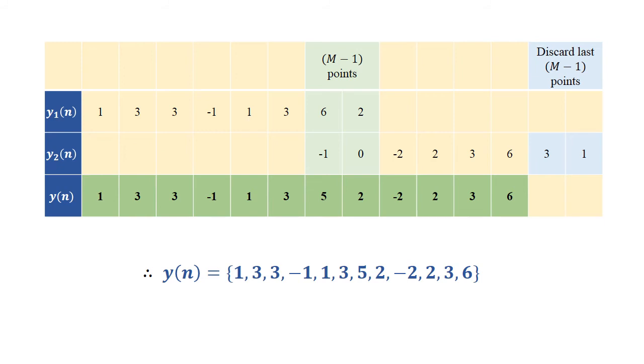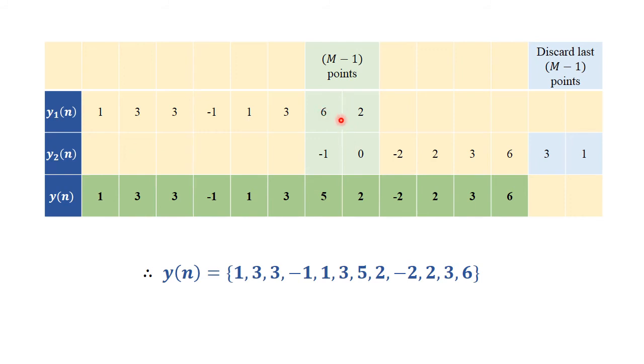Now, getting into the last step. In the last step, we have the sequences y1 of n and y2 of n. As per the procedure, the last M minus 1 points, M minus 1 meaning 2 points, since M value is 3 minus 1, that is 2 points. The last M minus 1 points of the first sequence must overlap on the first M minus 1 points of its next sequence. That's what the procedure says.